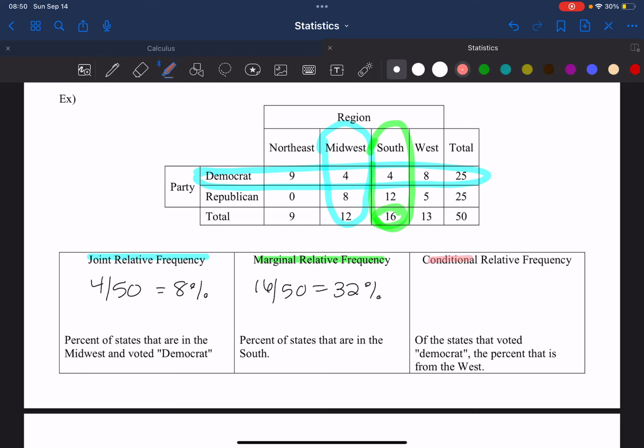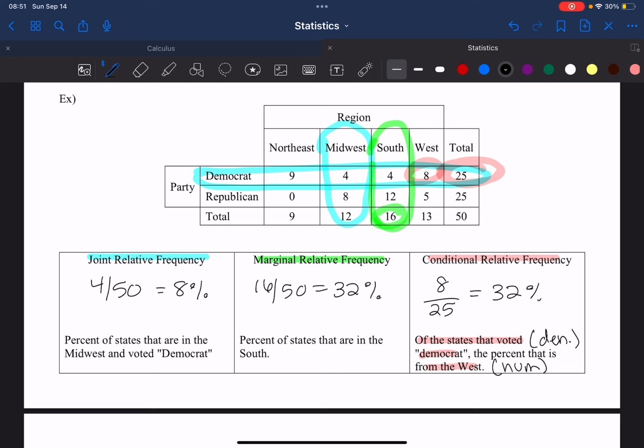And then lastly, conditional relative frequency says of the states that voted Democrat, okay, so that's this, of the states that voted Democrat, the percent that is from the West. Okay. So that first part here is always going to be our, sorry, lost for words, denominator. Next one is going to be our numerator. So of the states that voted Democrat was 25, so that's our denominator. The percent from the West, that's our numerator, so 8. 8 divided by 25 is 32%.